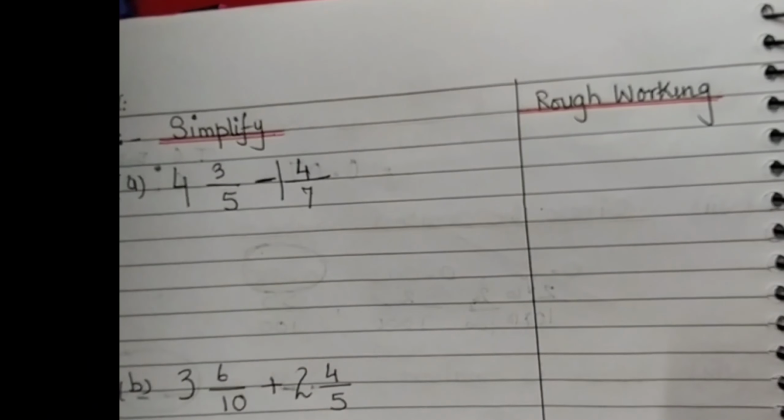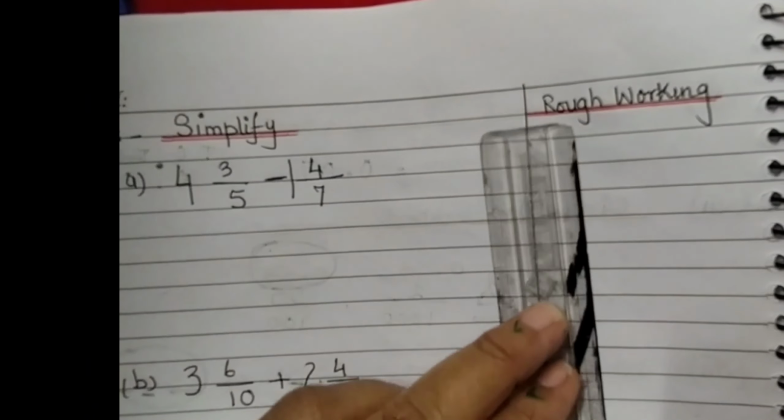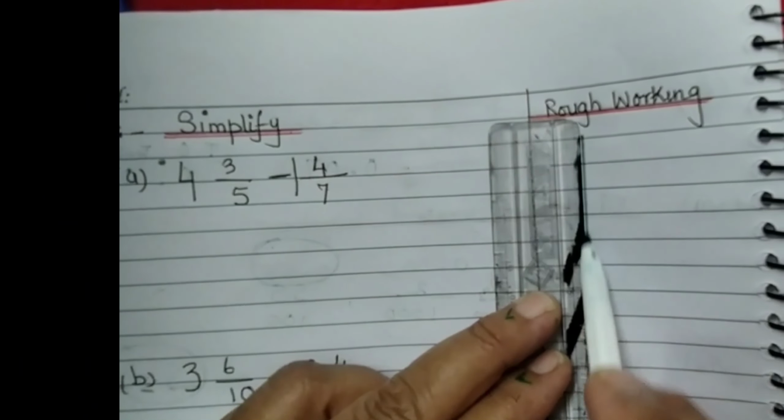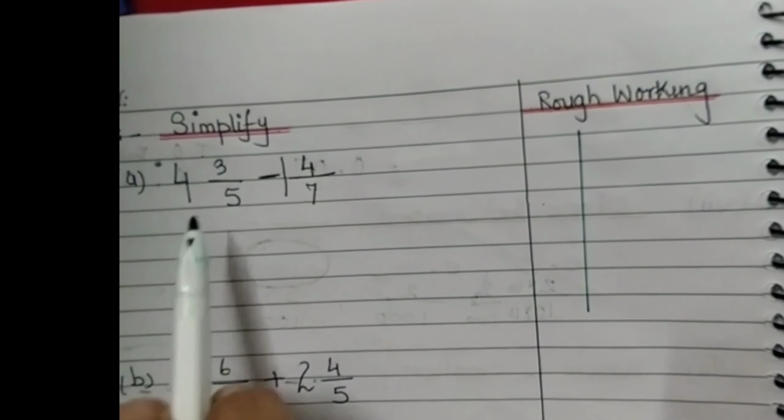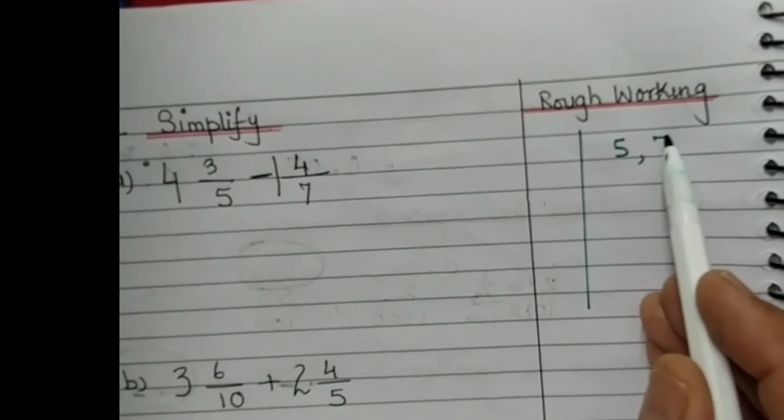Children, we have come to the second question now. Part 1. 4 whole 3 upon 5 minus 1 whole 4 upon 7. Alright children, since we have two different denominators, what have we to do here? We have to find out the LCM of which numbers? Of the denominators, 5 and 7.